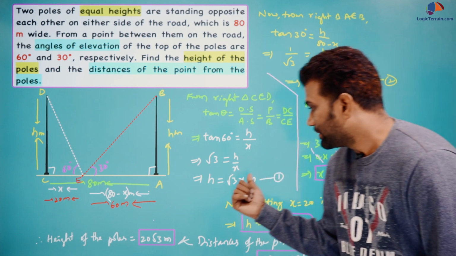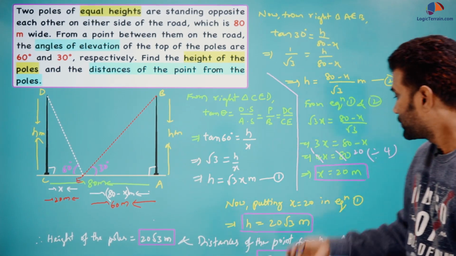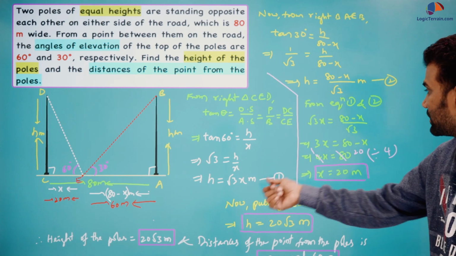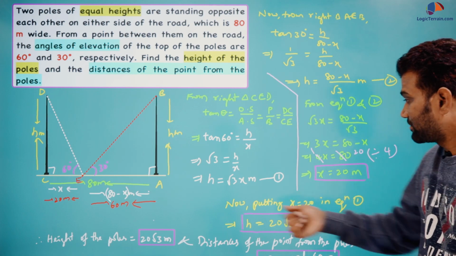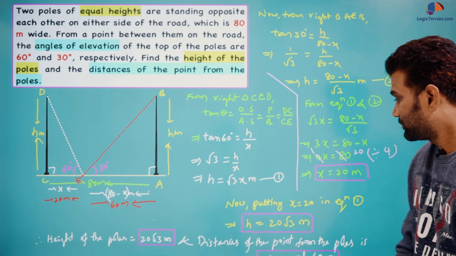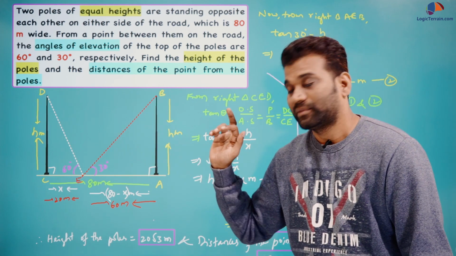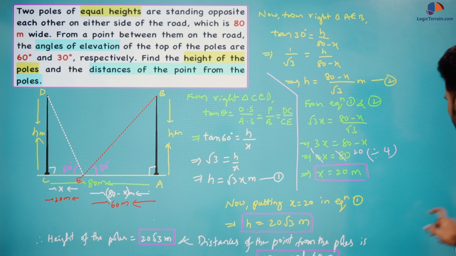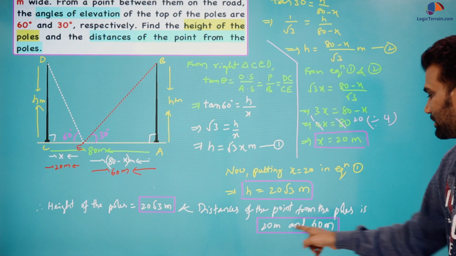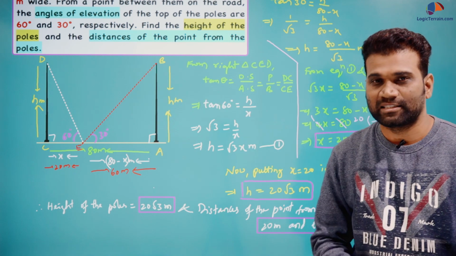So we have got distances, then we need to find h. Now putting this x value in either equation 1 or equation 2 will get h. For my convenience, I have substituted this x value in equation 1. So therefore h is equal to 20 square root 3 meters, that is the height of the pole, that is 20 square root 3 meters, and the distances of the point from the poles are how much? 20 meters and 60 meters, right? So this is another scenario.